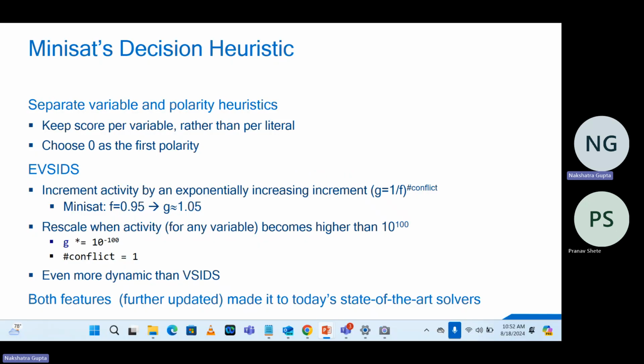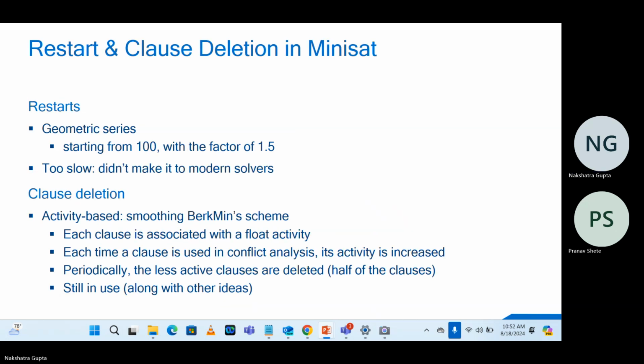This is even more dynamic than the original pieces, and most features are updated. Now MiniSat uses geometric series for restarts, for instance. For clause deletion, instead of using something like LBD, as in Glucose, there is a float number associated with every clause, so there is this number in the clause buffer. And you update it whenever the clause participates in the conflict derivation.